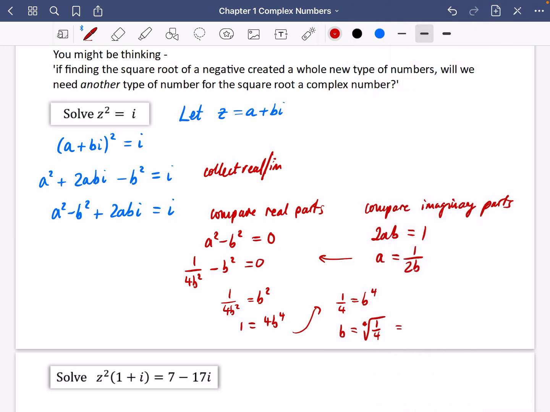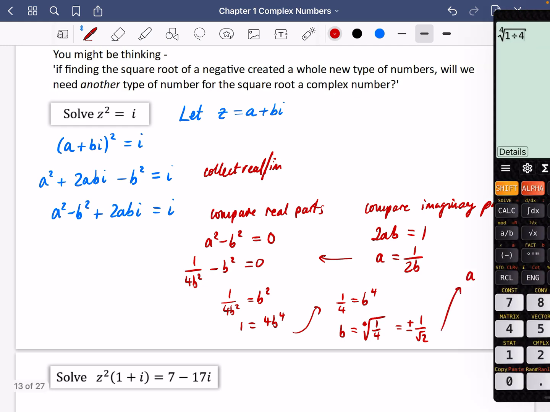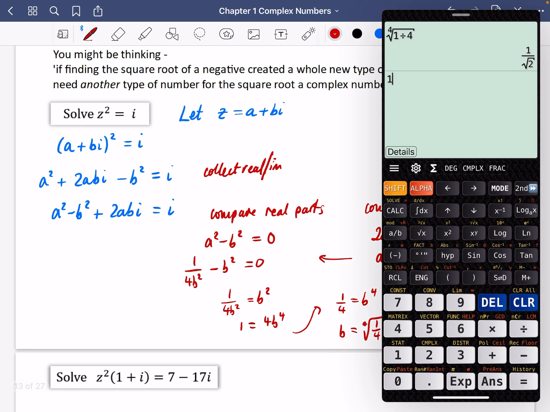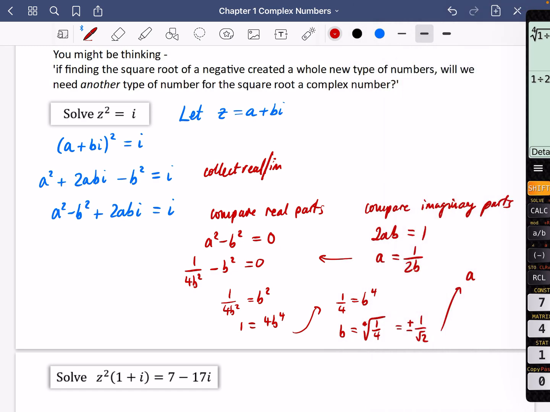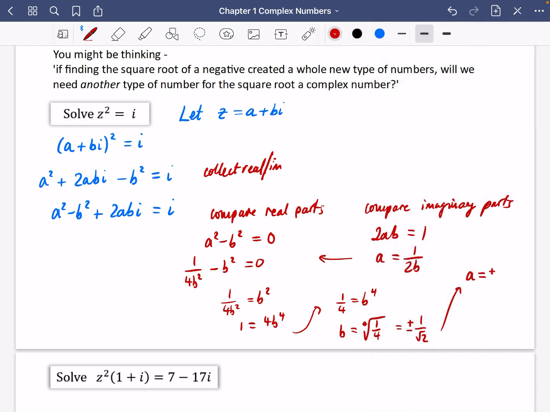So b is equal to plus or minus 1 over root 2. And so a is 1 over 2b. Let's store that as the answer. 1 over 2 answer. A is also 1 over root 2. A is also equal to plus or minus 1 over root 2.